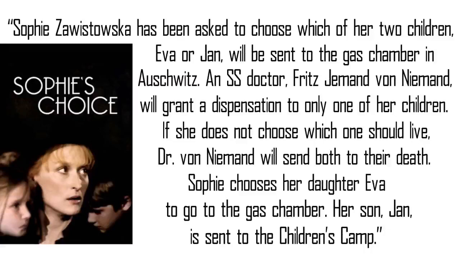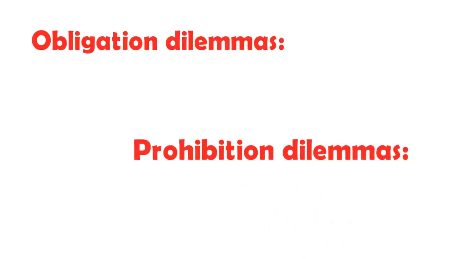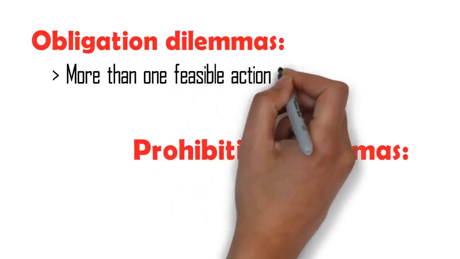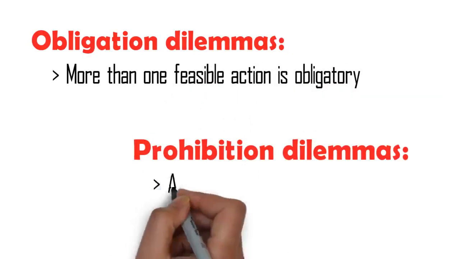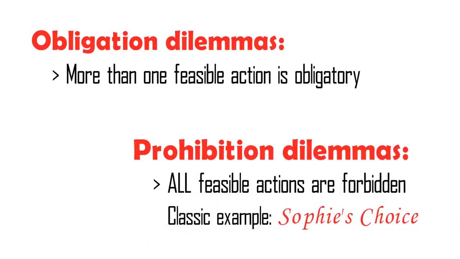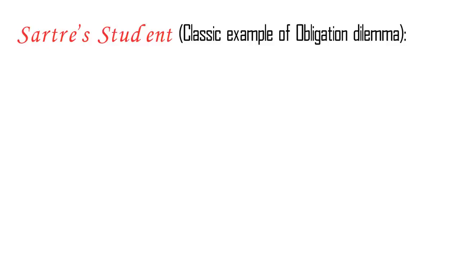Now, on the third category of moral dilemmas, we have obligation dilemmas and prohibition dilemmas. Obligation dilemmas are situations in which more than one feasible action is obligatory, while prohibition dilemmas involve cases in which all feasible actions are forbidden. The famous Sartre student is a classic example of obligation dilemma.